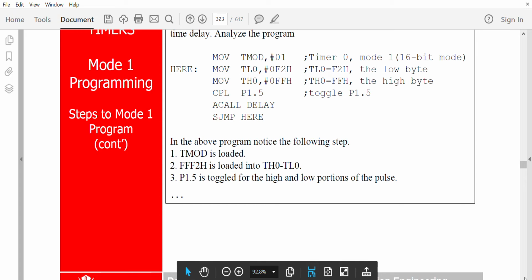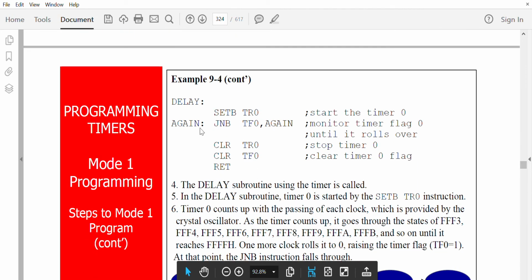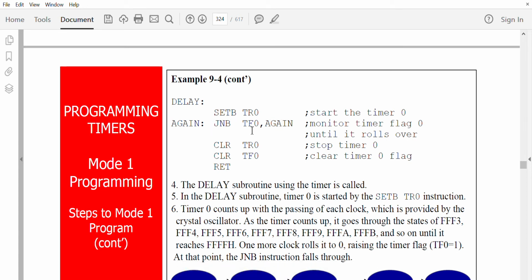When TF is equal to 1, this jump if no bit becomes false, so it will go to the next instruction, that is clear TR0 and clear TF0, and then return to the main program. So this is the delay program.